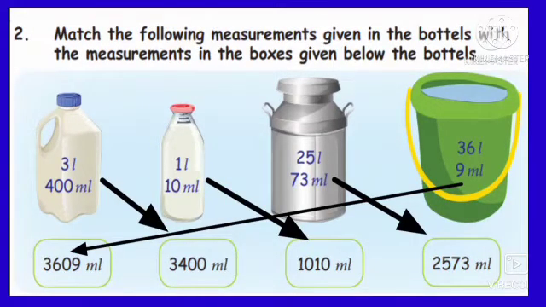Therefore, our answer is 3 liters 400 milliliters is equal to 3400 milliliters. 1 liter 10 milliliters is equal to 1010 milliliters. 25 liters 73 milliliters is equal to 2573 milliliters. And 36 liters 9 milliliters is equal to 3609 milliliters.